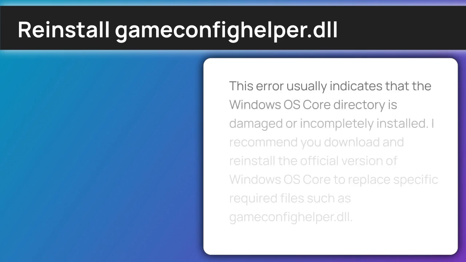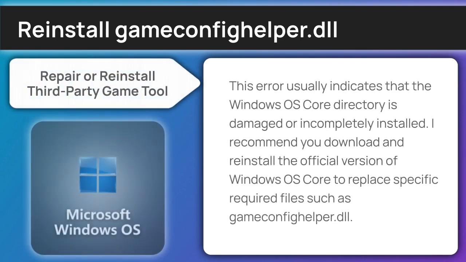The Gameconfighelper.dll is bundled directly with Windows OS Core and is not a Windows system file. Reinstalling the official Windows OS Core application package is the safest way to restore this dependency.